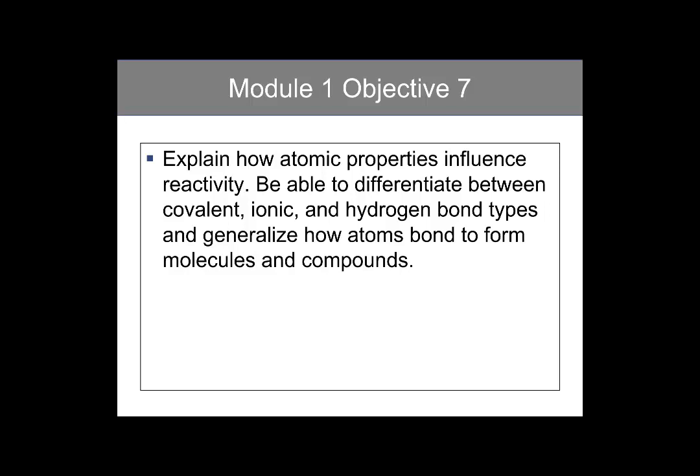Module 1, Objective 7: explain how atomic properties influence reactivity and be able to differentiate between covalent, ionic, and hydrogen bond types, generalizing how atoms bond to form molecules and compounds.